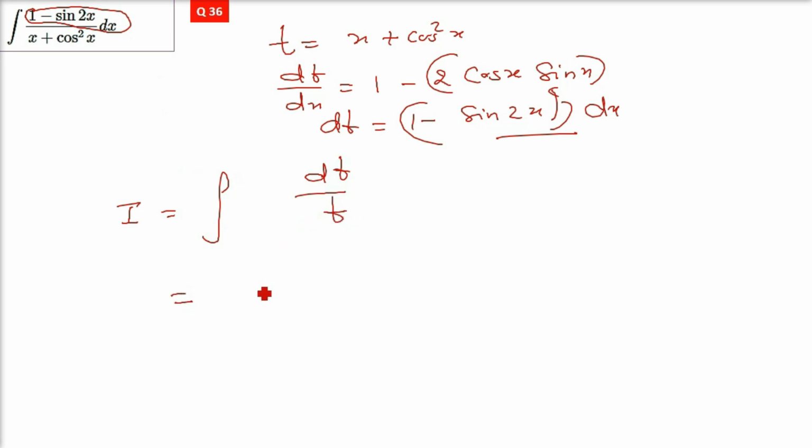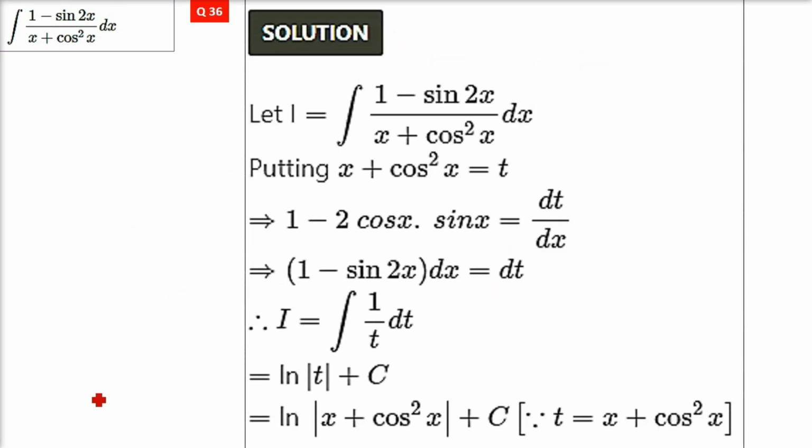So we have log modulus of t plus constant of integration. In place of this t, write x plus cos square x. So ln modulus of x plus cos square x plus c. So this is the result now. So if you have been following me, I hope that you have understood the concept now.